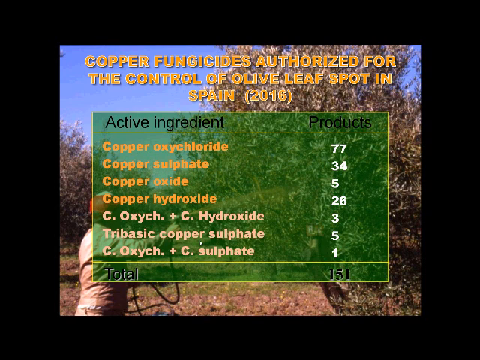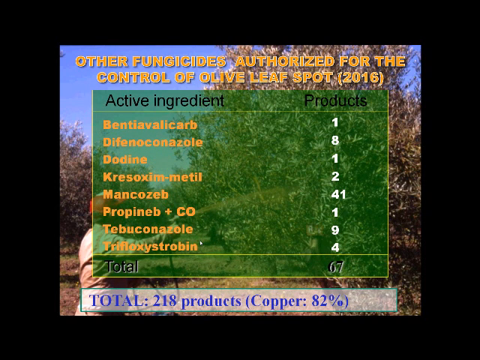Among the copper fungicides authorized for the control of olive leaf spot in Spain in 2016, we can find up to 151 products, including all kinds of copper salts. There are other fungicides without copper. As active ingredients, we can find a total of 67 products, and this means that copper products represent 82% of the authorized products for the control of this disease of olive.